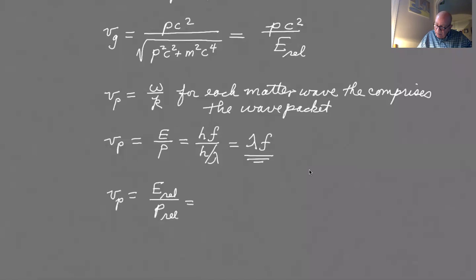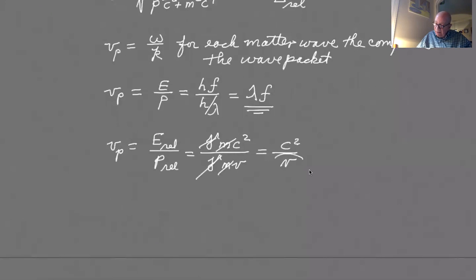Relativistic momentum, that's going to be gamma mc squared, where remember m is the rest mass, over gamma mv. Gammas cancel, rest mass cancels. That's going to be c squared over v. What's surprising from this is that the speed of the particle cannot exceed the speed of light, which means that the phase velocity for the individual matter waves that comprise the wave packet are going to be greater than the speed of light. Okay?